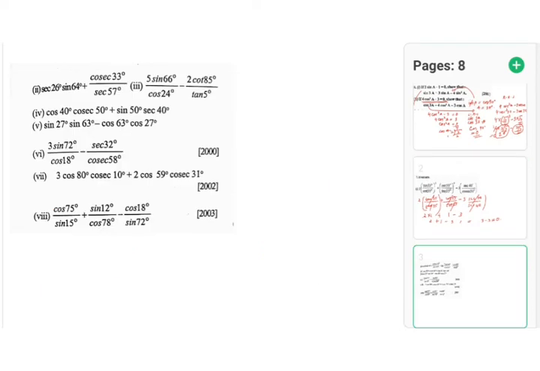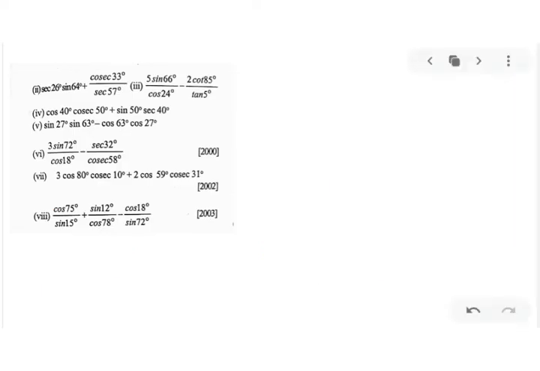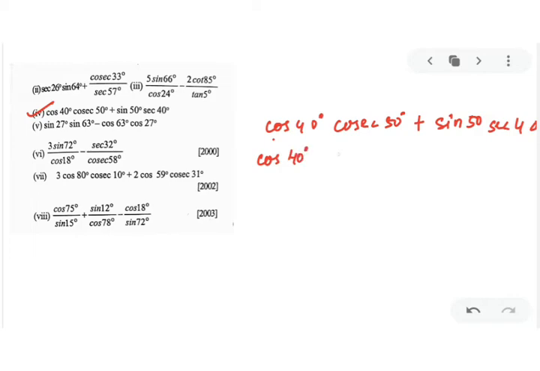In that you have many problems. I'll take the fourth now. Let's see what the fourth is saying. The fourth is cos 40 cosec 50 plus sin 50 sec 40. Now for cos 40 I will not change. I will keep it cos 40 only. For cosec 50 I will write sec 40. For sin 50 I will keep it sin 50 only. For sec 40 can I write cosec 50?